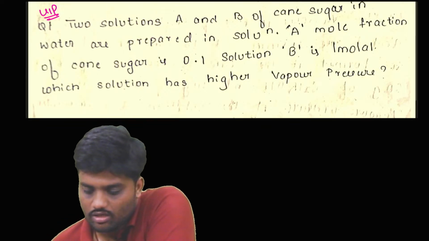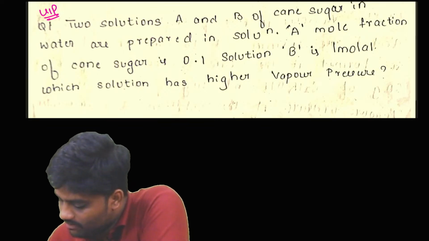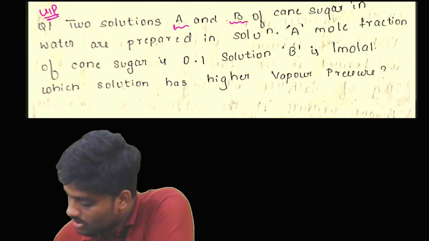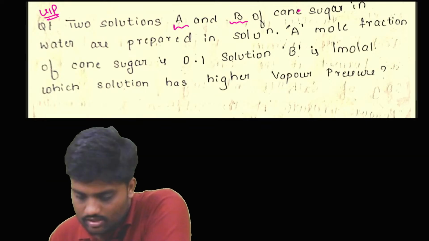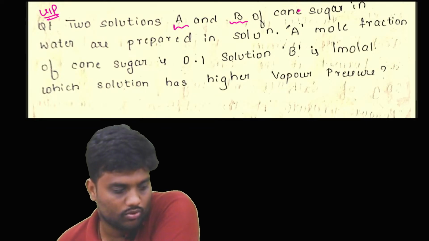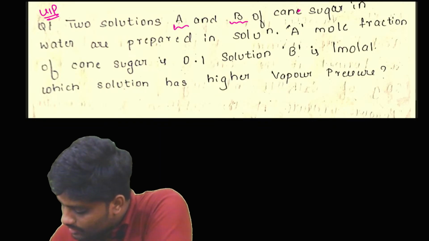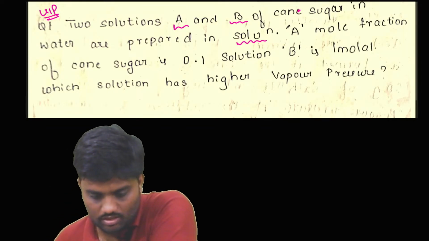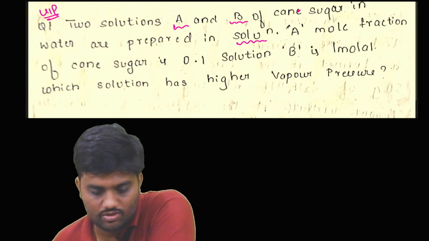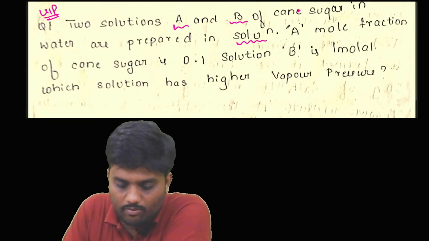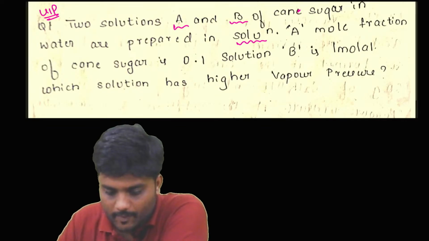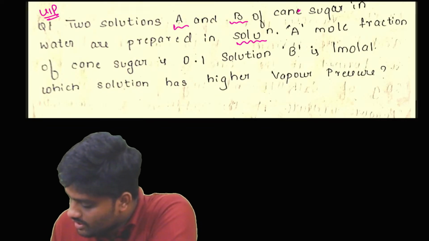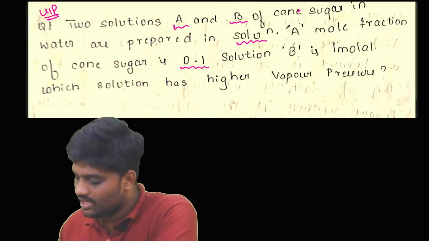See here what they have given. Let us have two solutions A and B. Of what? Cane sugar, that is, sugarcane, in water, are prepared in a solution. Two solutions of cane sugar in water are prepared. Solution A: mole fraction of cane sugar is what?